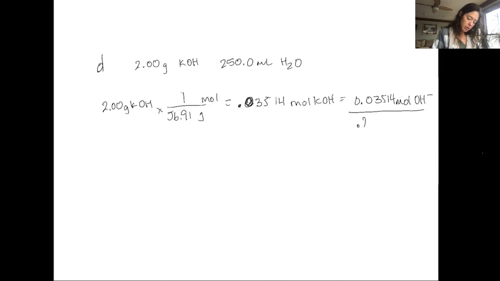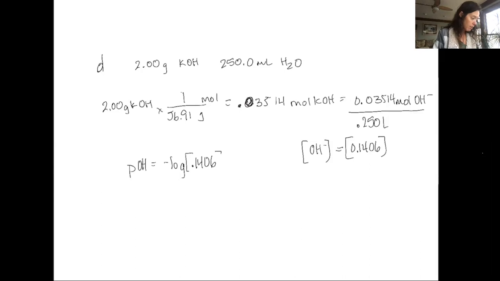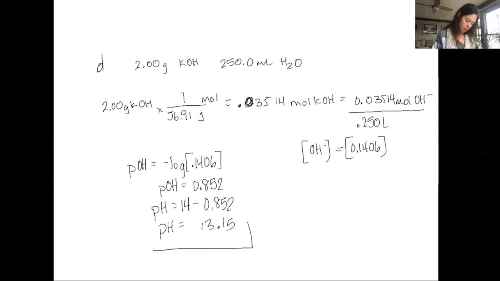I need to divide that by my volume, which is 0.250 liters. That gives me a concentration of 0.1406 for hydroxide. I am asked for the pH. So let's get the pOH, I think that's easier. pOH equals negative log of the hydroxide, 0.1406. That equals 0.852. Therefore, the pH is equal to 14 minus 0.852, and the pH is equal to 13.15. Very basic, as you would expect with potassium hydroxide. All of that hydroxide's going into the solution.